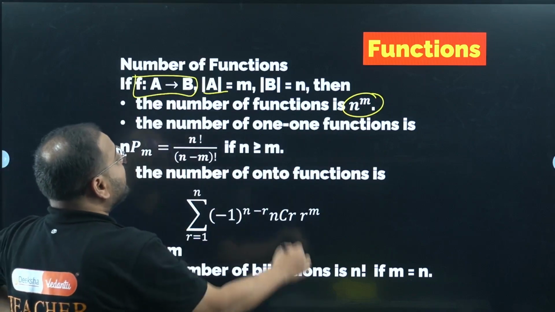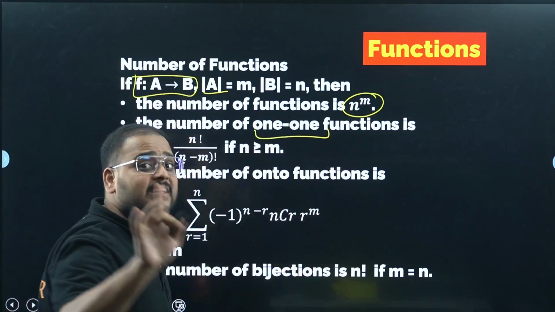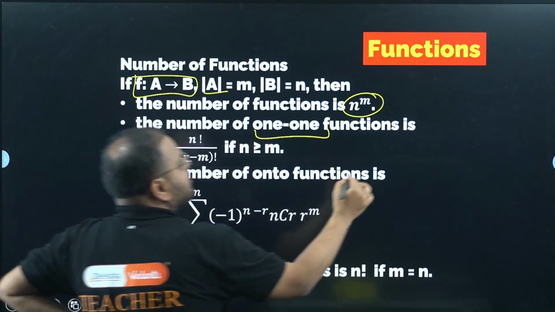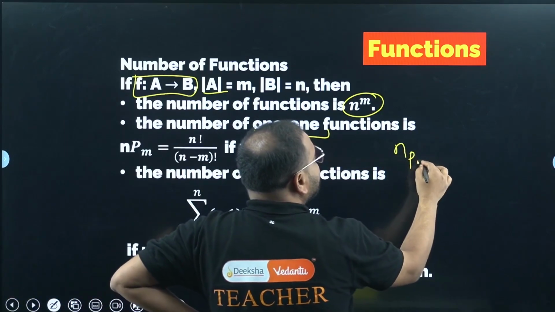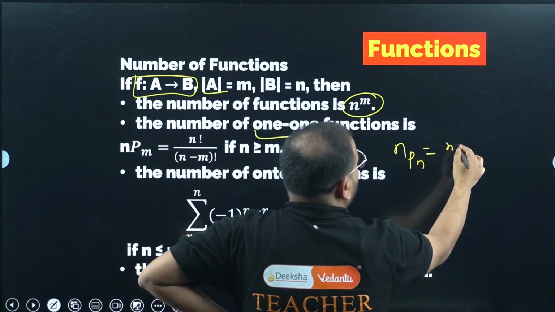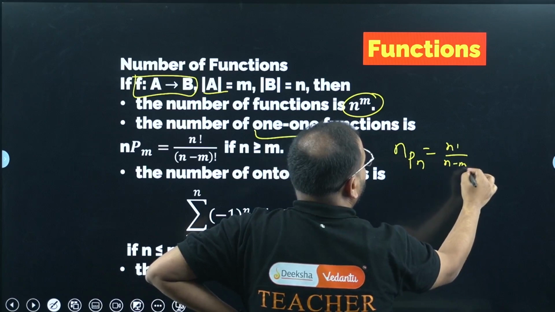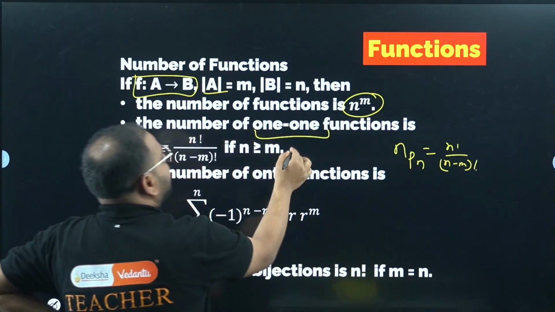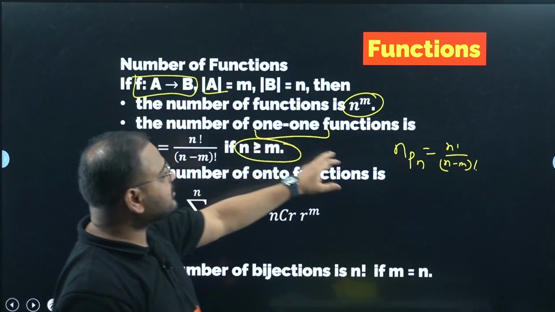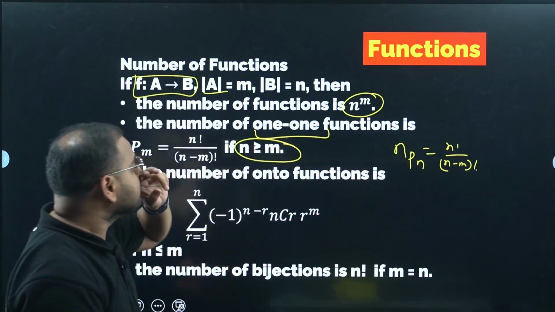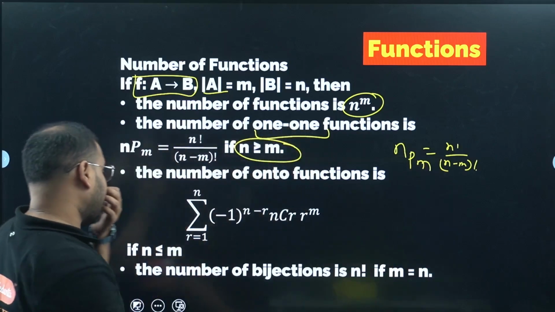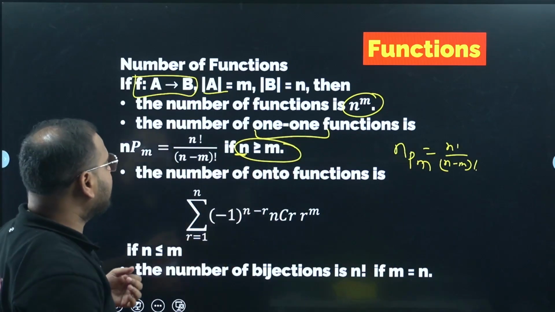Okay sir, the number of one-one functions, only the injective part we are talking about, is given by NPM. What is NPM, sir? It is a permutation, right? How will you write this? N factorial upon N minus M factorial, but only if N is greater than M. So only for one-one functions, this is the expression that we have, NPM, and N is greater than M.